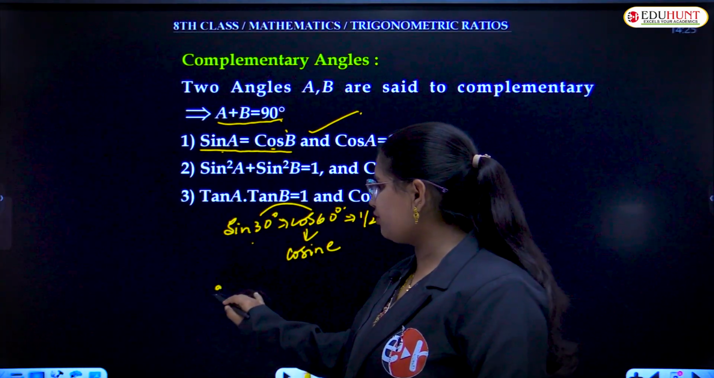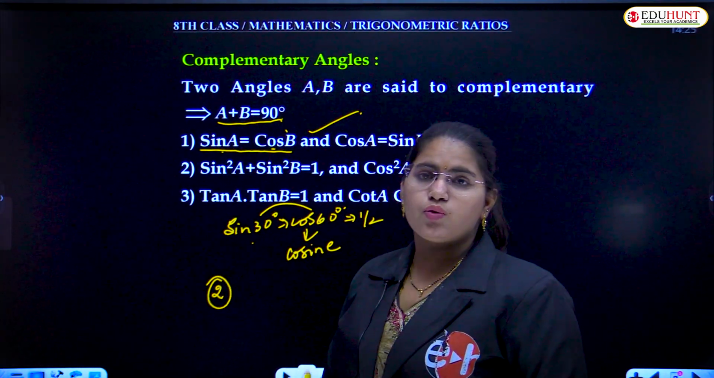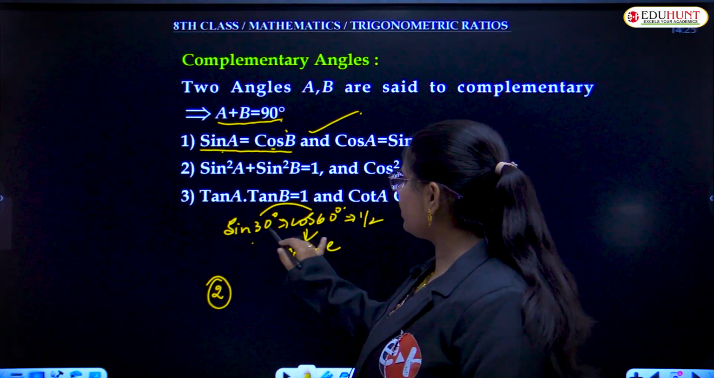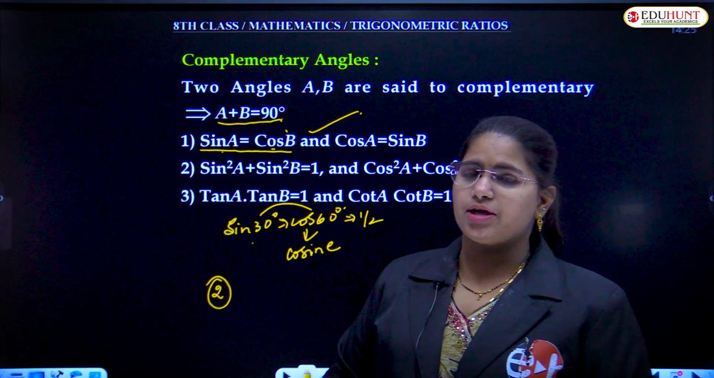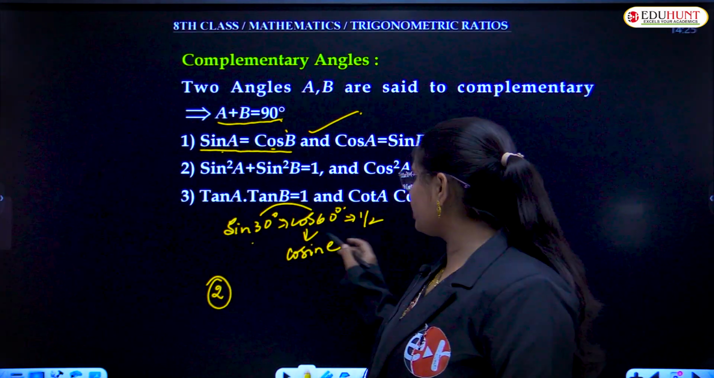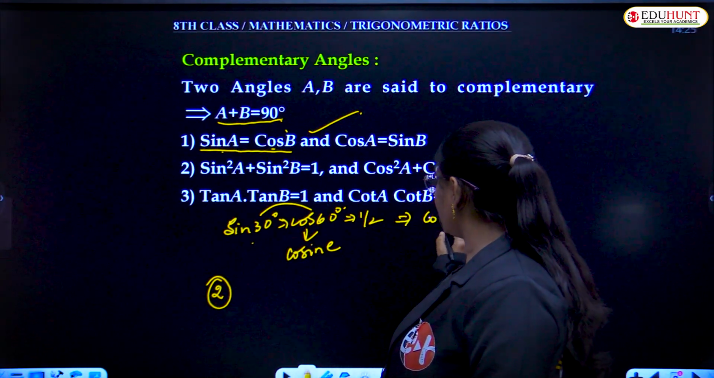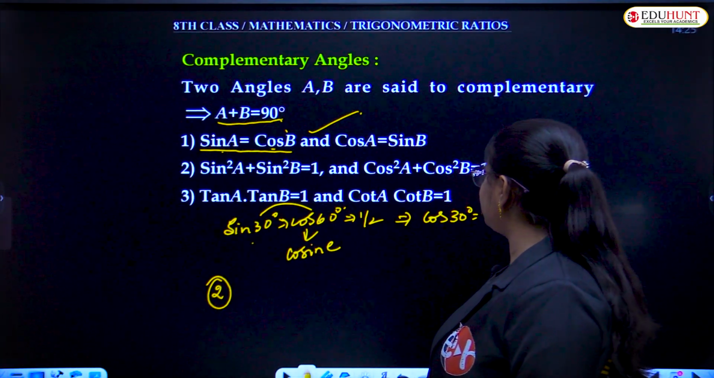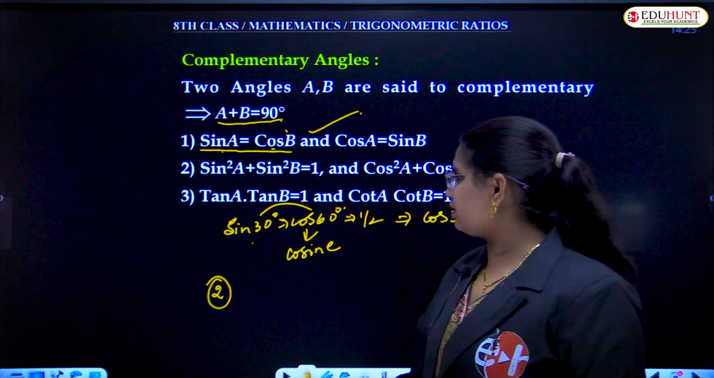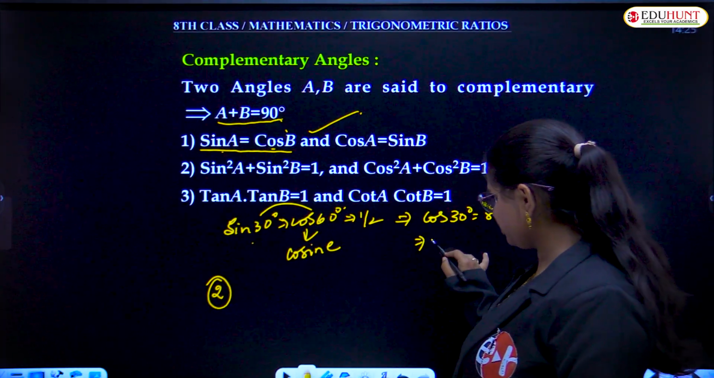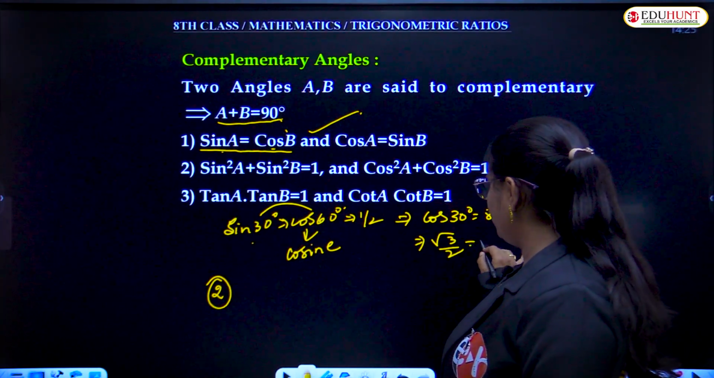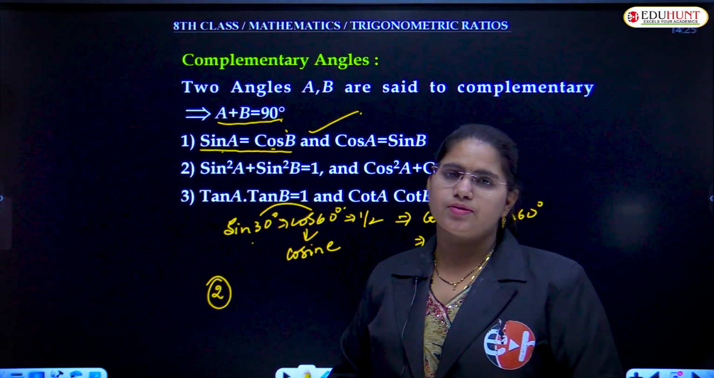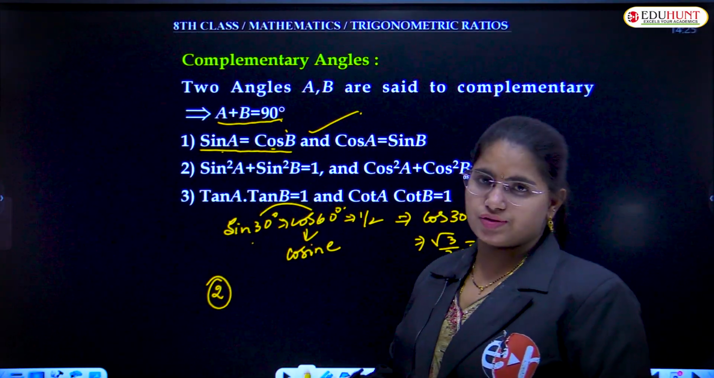And what is my second result? Obviously, cos A is equal to sin B. A and B can be anything. Similarly, you can take cos 30 degrees equal to sin 60 degrees. Cos 30 is how much? Root 3 by 2, and both are equal to root 3 by 2. That was my first result.